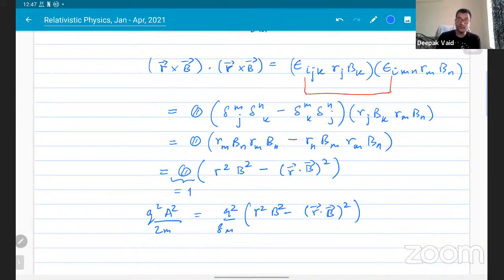Now in this expression, you can insert your magnetic field. Your magnetic field is what? B is equal to B naught times z hat, right? So if you substitute that expression in here, what will you get? You will get B square times R square minus R dot B square, which will give you B square times z square. And so this will give you B square times x square plus y square. That's what this term will be.